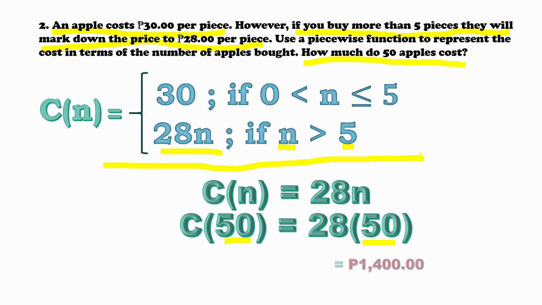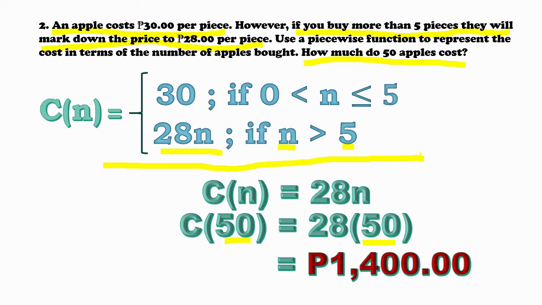And therefore, it is equal to 1,400 pesos. So 28 times 50 is 1,400. So 50 apples cost 1,400 pesos. Okay. So next.